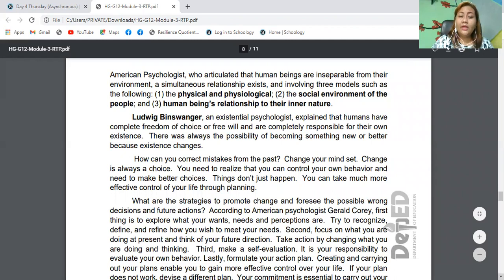So can you correct your mistakes from the past, and can you change who you are from the past? Of course you can. You cannot change what happened, but you can change the way that your choices will be, and you can take control of your own life if you know how to plan it. So how to change, or what are the strategies to promote this change?